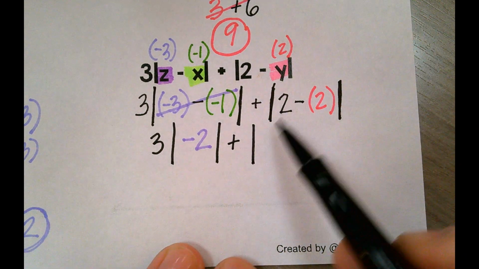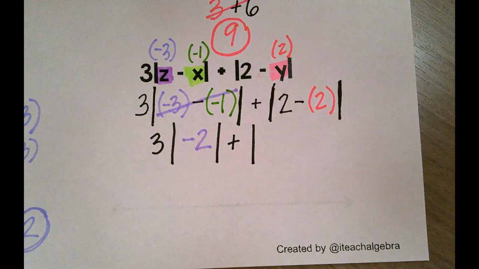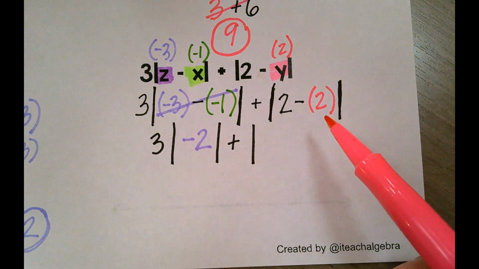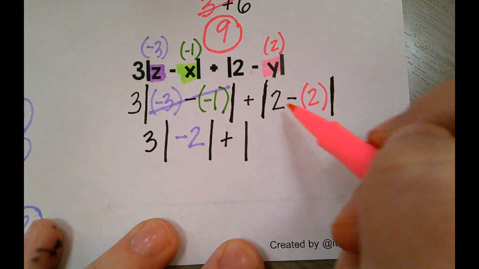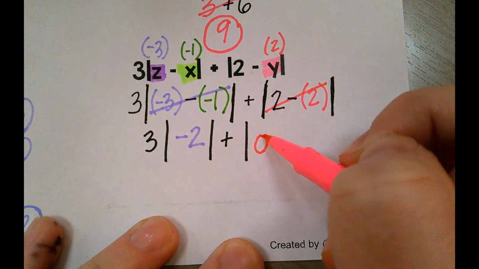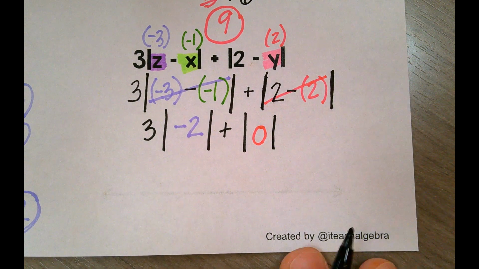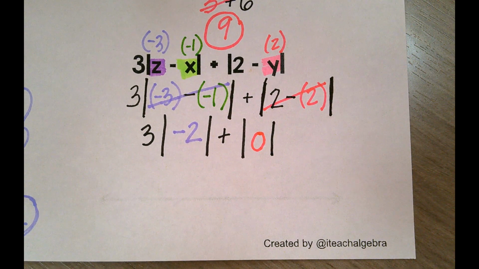Then the 2 minus 2 is 4. 2 minus 2, double check that. That's 0. If it was 2 plus 2, it'd be 4. But 2 minus 2, that's going to give us 0. And I will bring down my other absolute value bar. So now at my next step here, I have 3 times the absolute value of -2 plus the absolute value of 0. That's where I messed up. I made it 2 minus -2. All right, we got it now then.